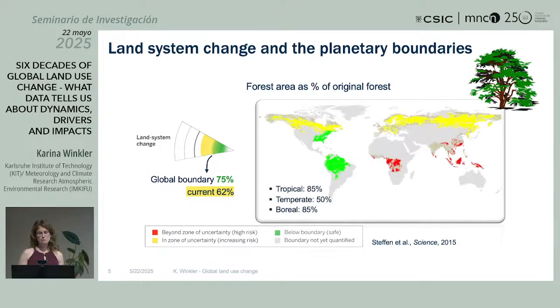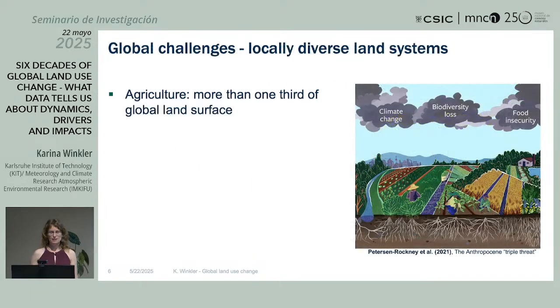And when we look at the map globally, what's happening with these original forests, we can see that temperate forests are especially affected. So there's only 50% of the original temperate forest cover still in place. So we face these global challenges, and when we talk about land use change, we have to talk about agriculture. And agriculture is more than 1/3 of our global land surface.